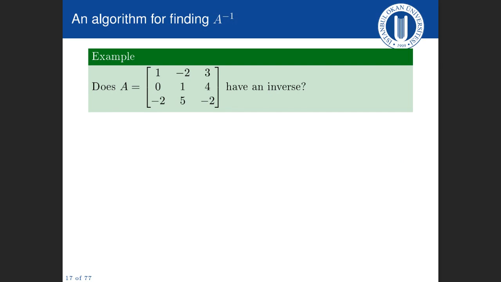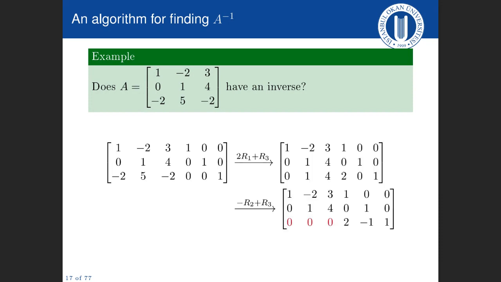Another example. Does this matrix have an inverse? Well, let's try our algorithm again. We'll put A on the left and the identity on the right, and then we're going to row reduce and see what we get.